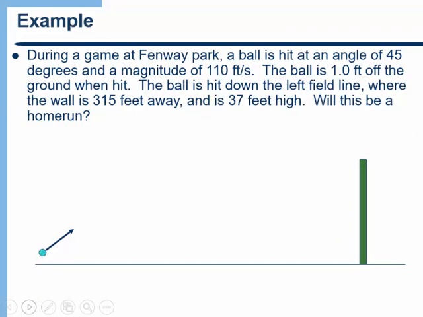Let's look at one more example in this video. During a game at Fenway Park, which is where the Red Sox play, a ball is hit at an angle of 45 degrees with a magnitude of 110 feet per second. The ball is 1 foot off the ground when hit. The ball is hit down the left field line where the wall is 315 feet away and is 37 feet high. Will this be a home run?